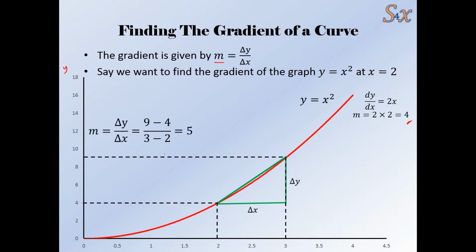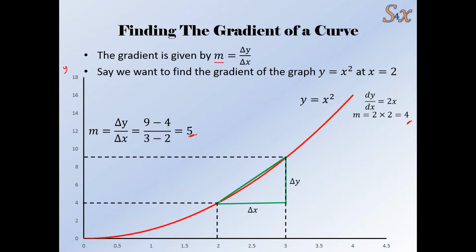So the gradient is delta y over delta x, so it's 9 minus 4, which is 5, over 3 minus 2, which is 1. That's the change in the x coordinate. And 9 minus 4 was the change in y coordinate. That gives us a gradient of 5. Okay, it's pretty close. We know it should be 4, so it's pretty close. Why isn't it working exactly?